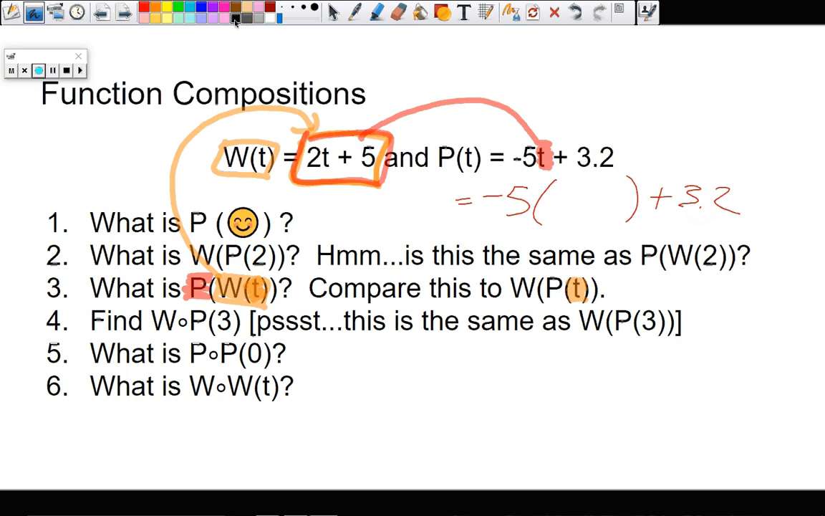We would plug in all of this here. So you have 2t plus 5. Any questions from what I just did? Okay? Let's distribute.